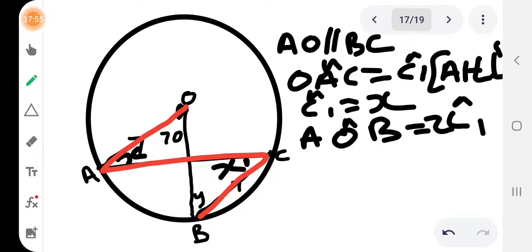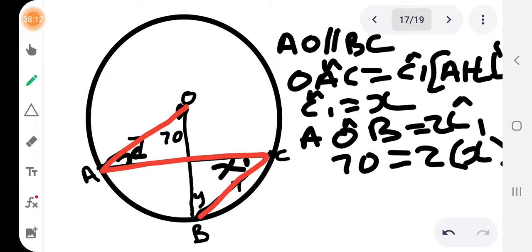In this case, we are given that angle O is 70 and it is twice. So what is our C1? It is x. We simply divide by 2, then we get 35. So I simply said 70 over 2 is 35. The 2 cancels the 2 and we have x. So we have found the value of x that they needed.